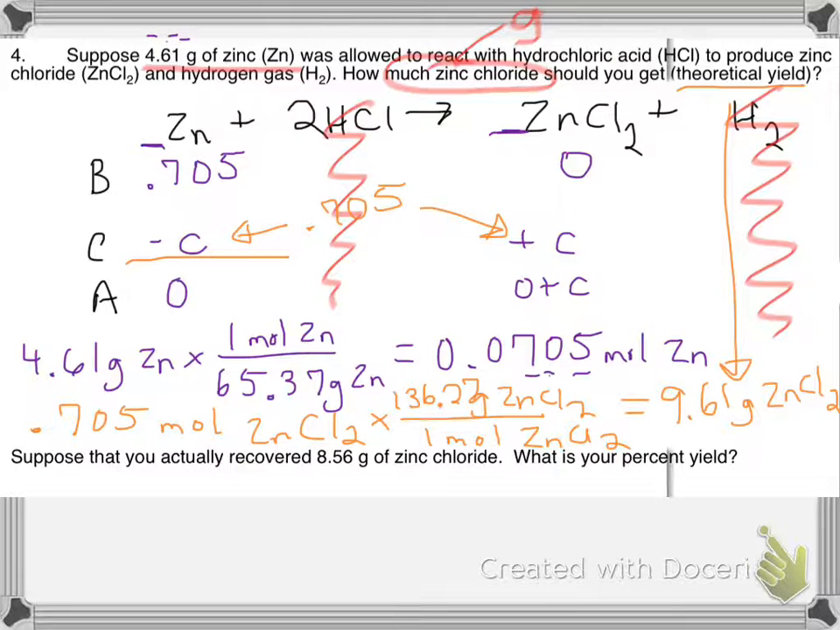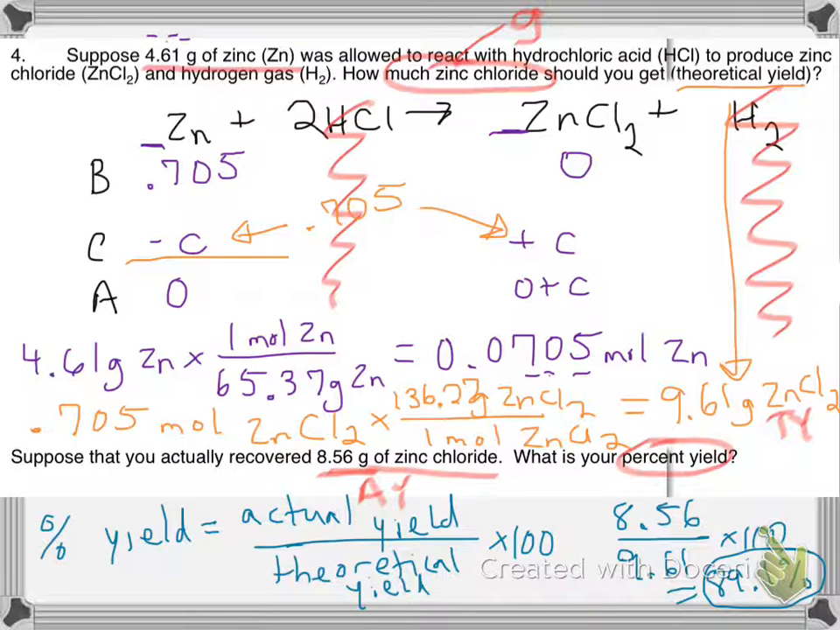The second part of this problem said, suppose that you actually recovered 8.56 grams of zinc chloride. What is your percent yield? So we're looking for percent yield when we're given 8.56 grams of zinc chloride as our actual yield. So now we have our theoretical yield and our actual yield, so we can use our percent yield equation of actual yield divided by theoretical yield times 100 to get our final answer. And so when you do this calculation, it should be 89.1%.